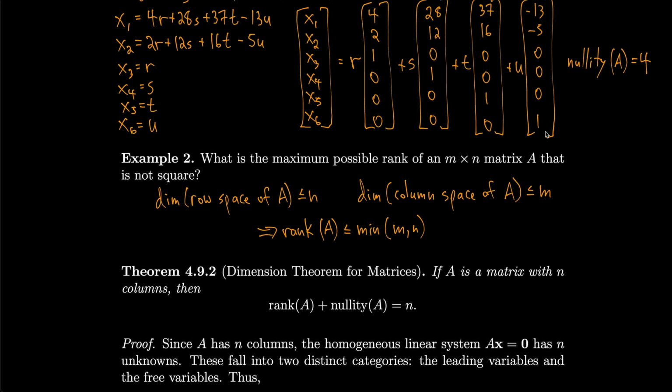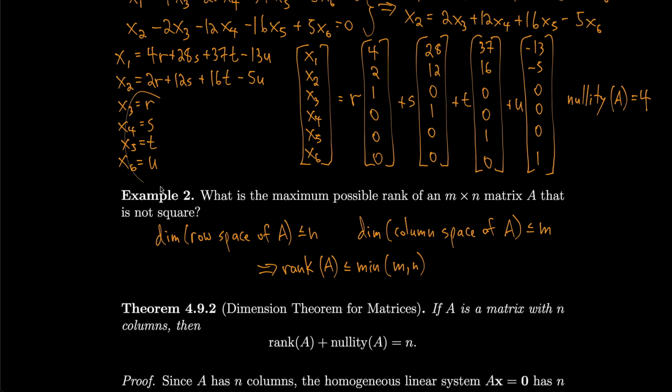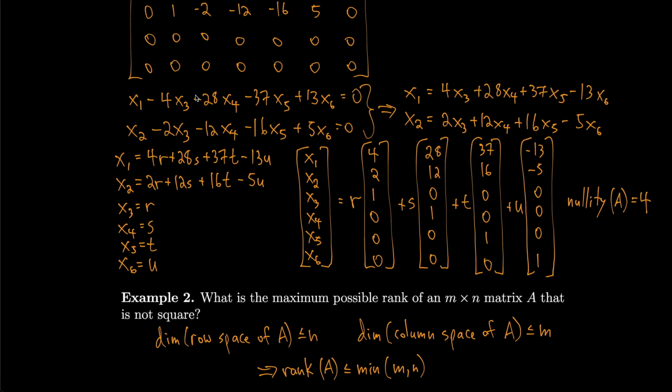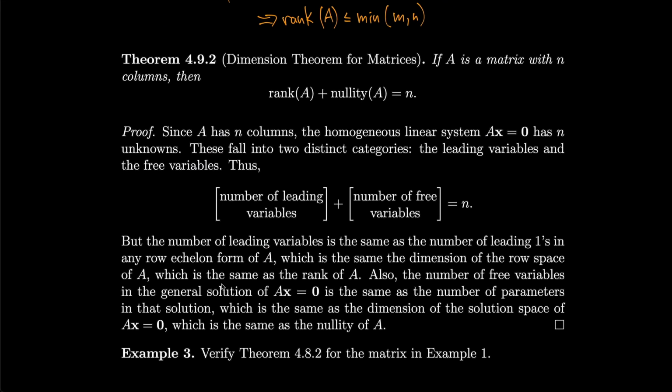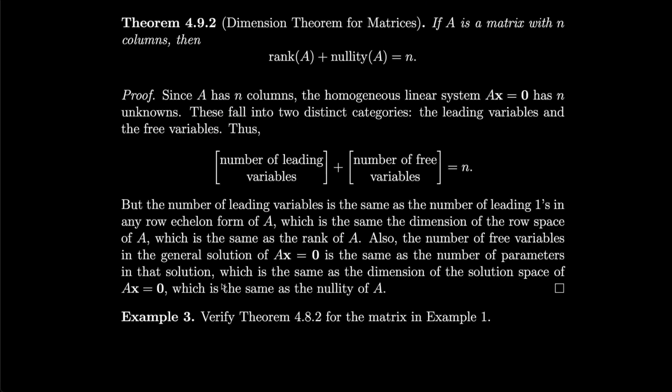It's kind of like over here, where we had these 4 parameters, and we had 2 leading ones. So this gave us the rank, this gave us the nullity. Together, the rank plus the nullity is equal to the number of columns. Over there it was 4 plus 2 equals 6, or 2 plus 4 equals 6, depending on which one you want to say first, but either way.